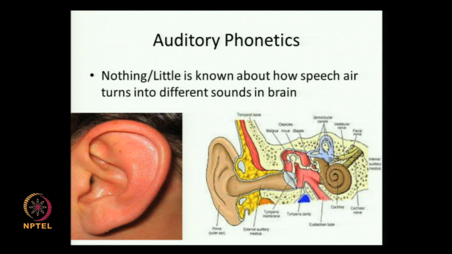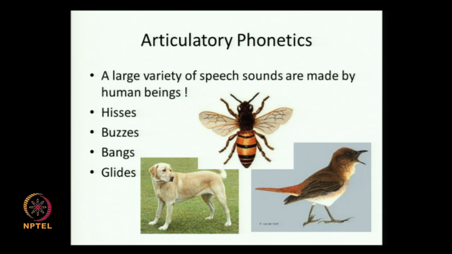We only know that speech sounds strike the hair cells in the inner ear with a certain force, and they produce electrical impulses which travel to the brain, and the brain interprets them in various ways. We do not have any algorithm which tells us that A is produced and perceived in this way, and B is produced in this way. We don't know enough.